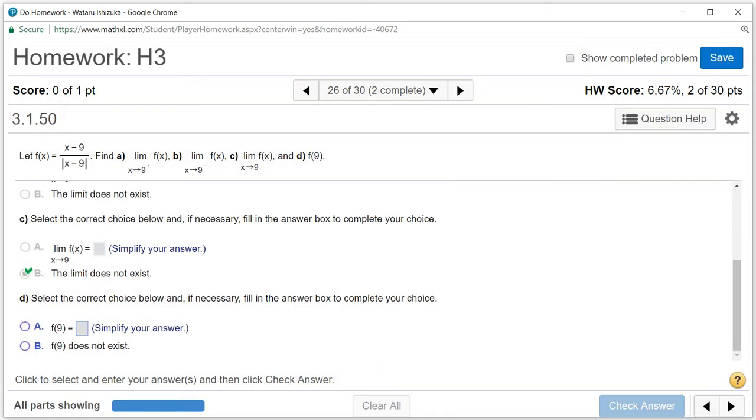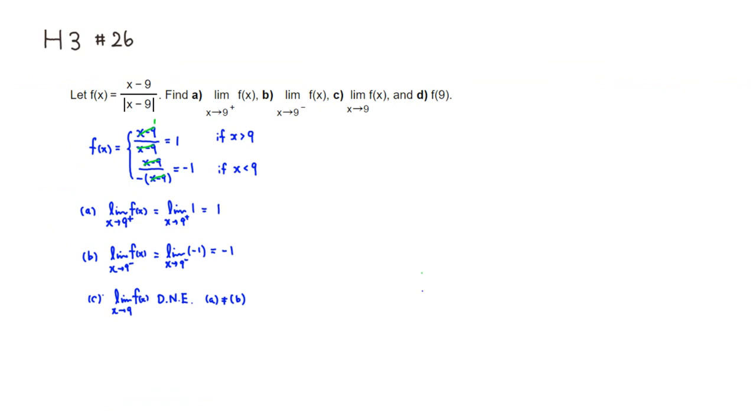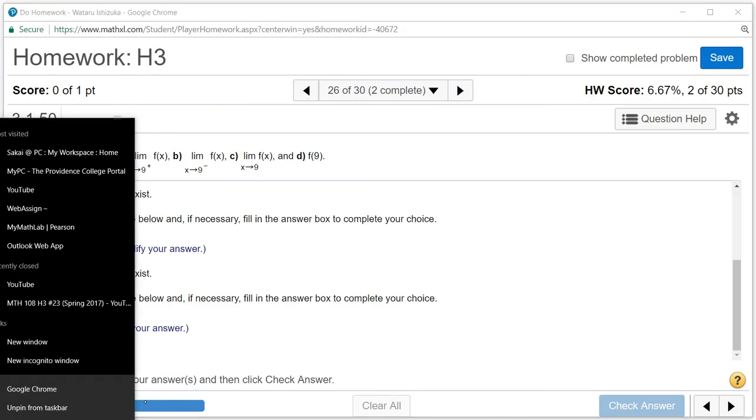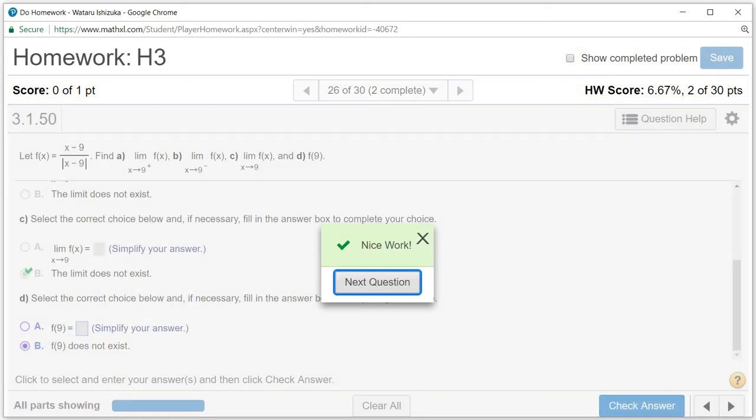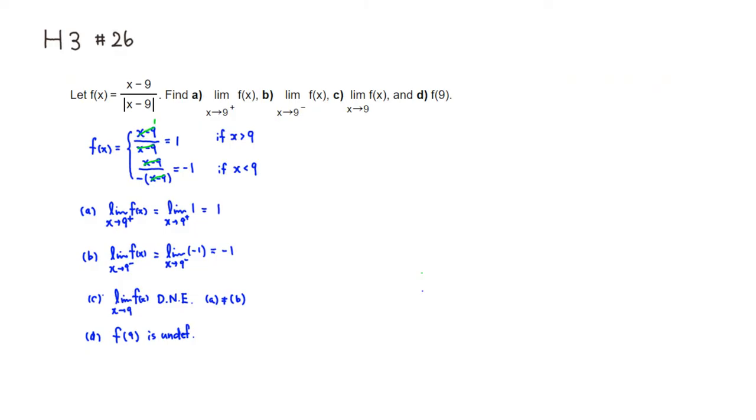The last one is just evaluating the function at x equals 9. As you can see, when x equals 9, the denominator is 0, which means the function is undefined. So f of 9 is undefined. Let's find the answer. So f of 9, you can say does not exist. Check the answer. We got that. That's it. I hope that this was clear.